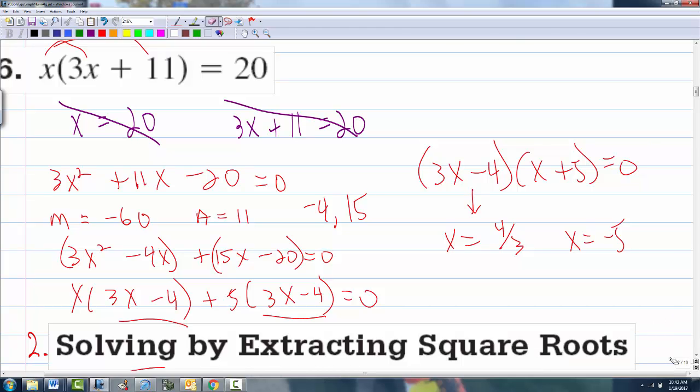Then I told you last hour you should be able to use the zero product property real quick. Add 4, divide by 3. Oh, subtract 5. That's easy. And that's what these solutions are once you get the factors.